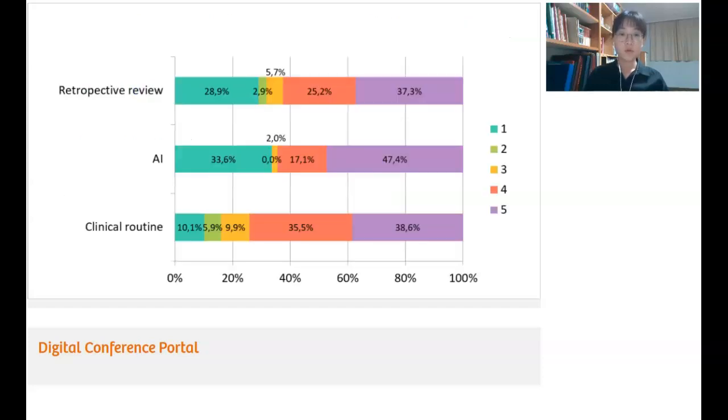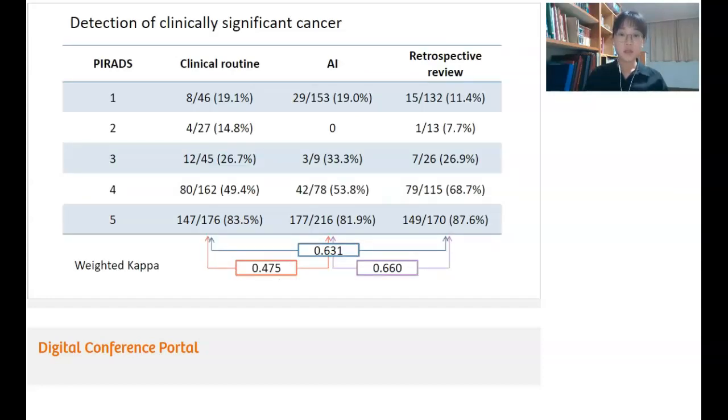The difference in the proportion of PI-RADS classification was also noted in this analysis. In clinical routine, PI-RADS 4 was much more, and PI-RADS 1 was much less than AI and retrospective review. The cancer detection rate of PI-RADS 4 in clinical routine was the lowest among 3 readings. The proportion of missed prostate cancer in clinical routine and AI results were similar to each other. The weighted kappa value was highest between AI and retrospective review.